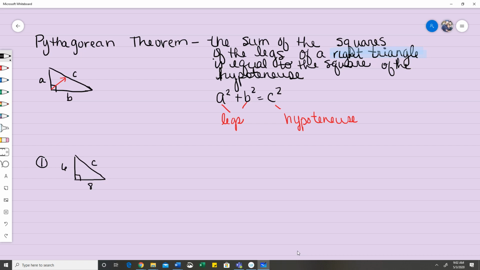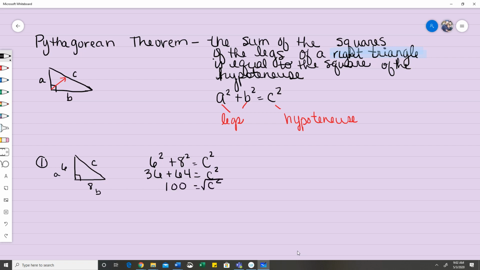If I want to find the hypotenuse, I'm going to go ahead and plug it into my formula. So 6 is going to be my a, 8 is my side b. Okay, those are my two legs. So 6 squared plus 8 squared equals c squared. Okay, 6 squared is 36. 8 squared is 64. When I add those together, I get 100.